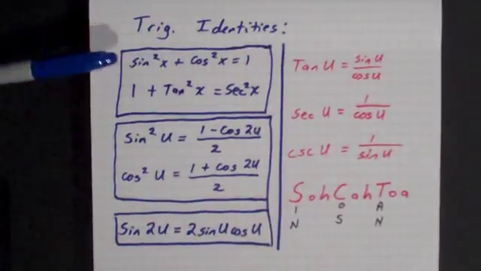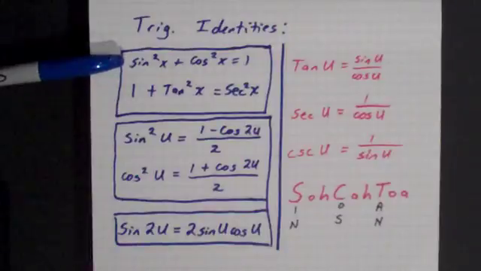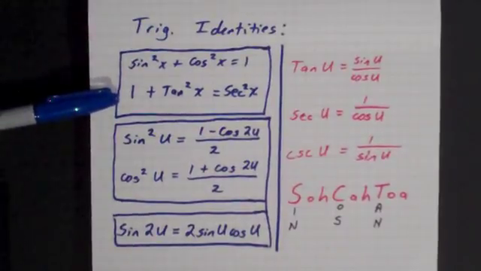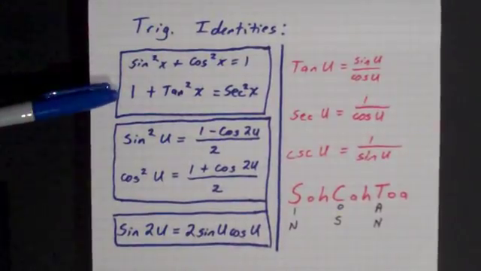I make all my AP Calculus AB students know this trig identity: sine squared plus cosine squared equals 1, hence the unit circle. This is what's called a Pythagorean identity. Another one is 1 plus tangent squared equals secant squared.